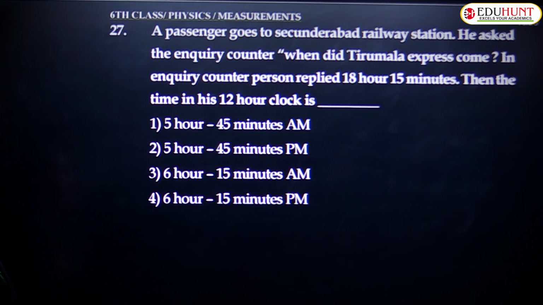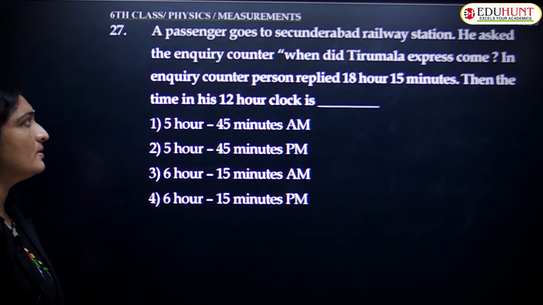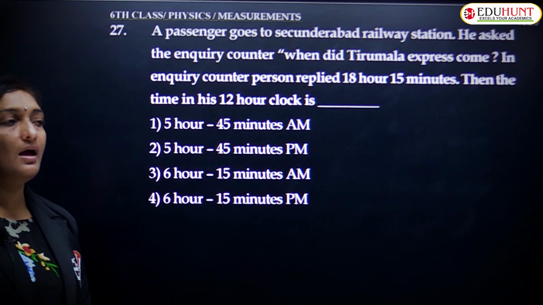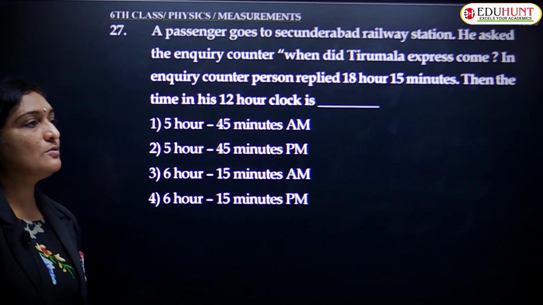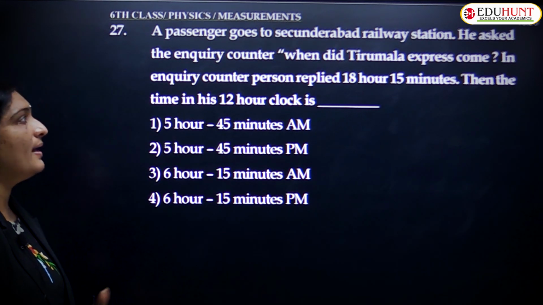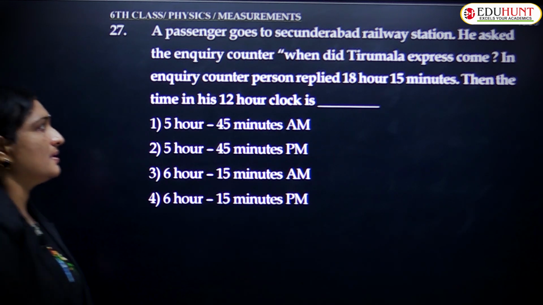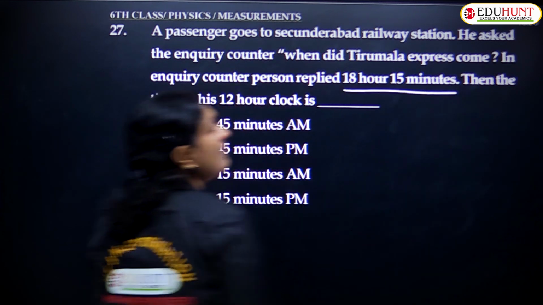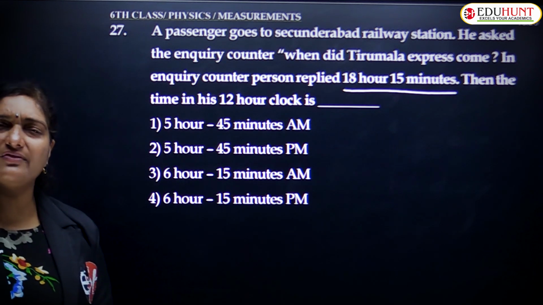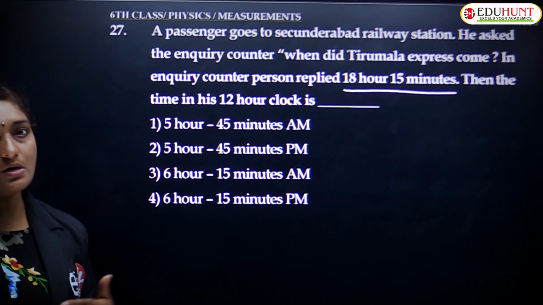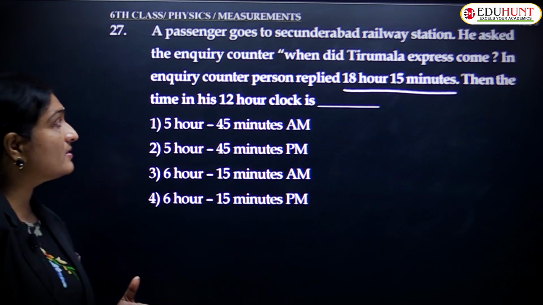A passenger goes to Sikandrabad railway station. So where is he going? Sikandrabad railway station. He asked the enquiry counter, when will the Tirumala Express come? He went to the enquiry counter and asked, sir, can you please let me know when this Tirumala Express will reach Sikandrabad? At the enquiry counter the person replied, 18 hour 15 minutes. So he got confused. 18 hour 15 minutes is not showing on his watch. So he has to count on. So 18 hours 15 minutes.